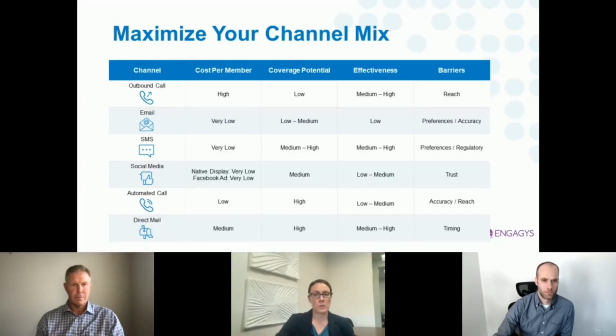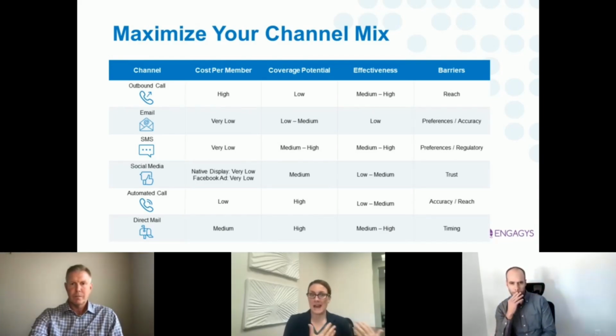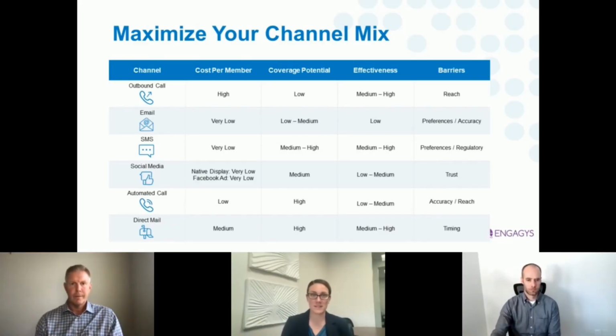So when we think about channel mix, there are a few different ways to approach this. You can go with stated preferences. So this is what your members tell you they want you to communicate through. There's demonstrated preferences, which is what they're actually interacting with, right? So I might tell you email is my preferred channel, but that might be because I want it to be able to just pile up for a month so I can delete it all at the same time. That doesn't necessarily mean I'm going to interact with it, right?